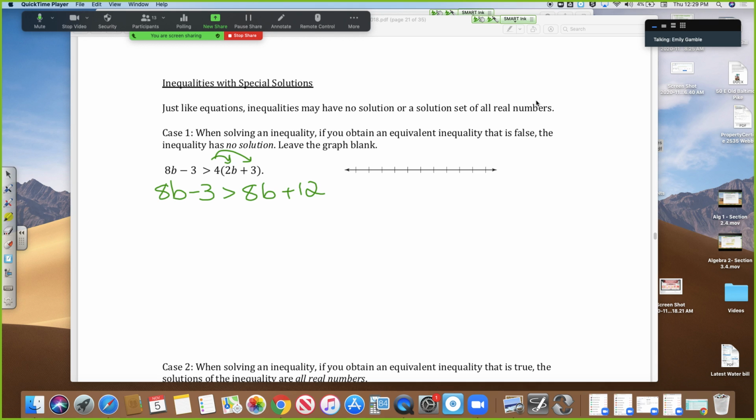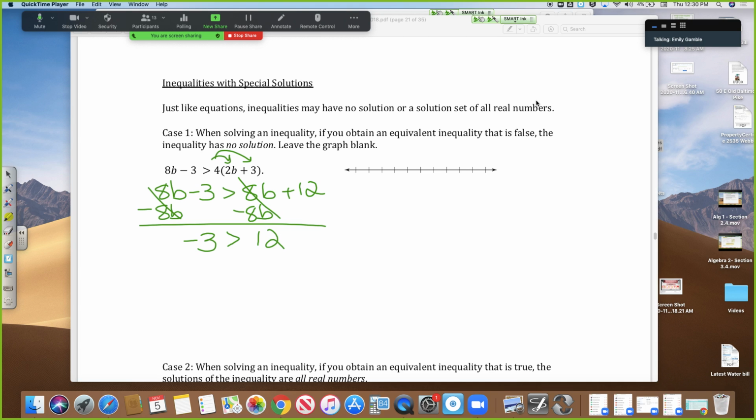Everyone should be writing down with us. When I go to solve this, I would move the 8b's by subtracting them. Minus 8b here, minus 8b here. When I do that, the 8b's cancel in both places, because you have the same number on both sides. So when you cancel them, you're left with -3 is greater than 12. When all of the variables cancel out, something weird is going to happen.